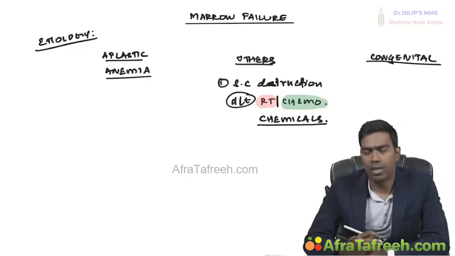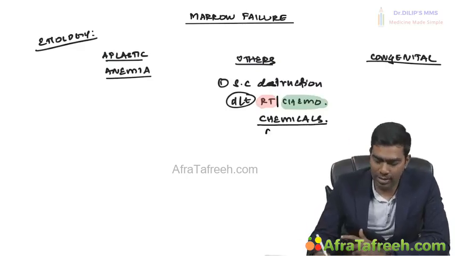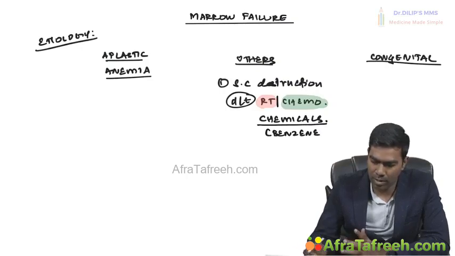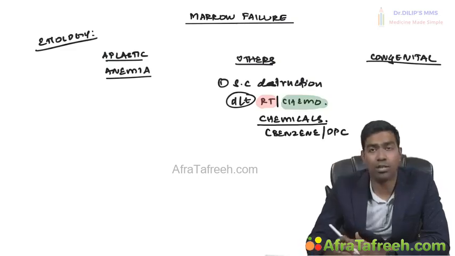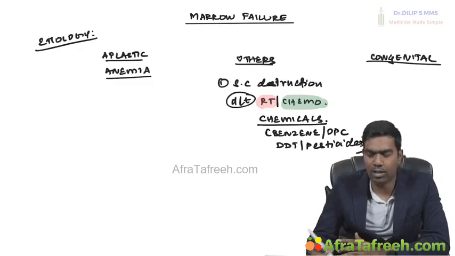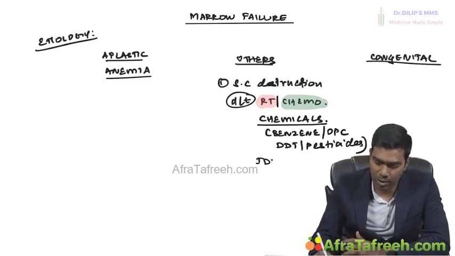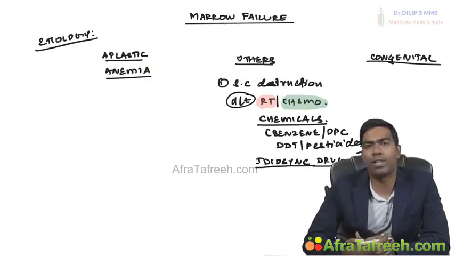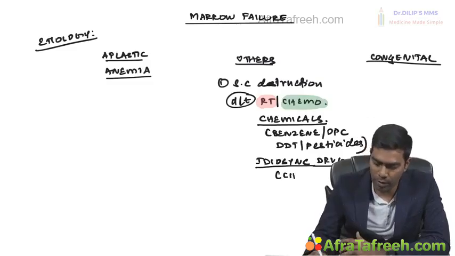And for chemicals, exam wise, the important one is benzene. Chemical wise, you can think about benzene, then certain OPC drugs, organophosphorus compounds, then DDT and pesticides, which all come under OPC anyway. So these are the things that typically produce it. At the same time, it could be idiosyncratic drug reactions. Typically in exams, they will ask you about chloramphenicol and NSAIDs, but the most important for exam purposes is chloramphenicol.